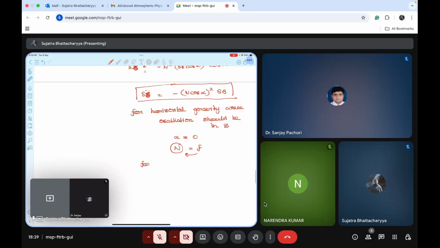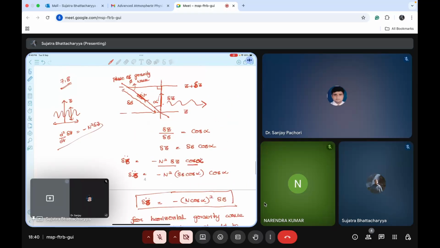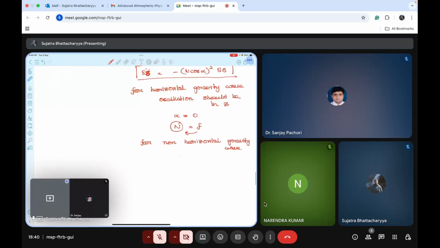But for a non-horizontal gravity wave, the oscillation would be in some S direction at some alpha, and then the frequency should be equal to N cos alpha. And cos alpha generally varies, particularly from 0 to 90 degrees, between 0 and 1. This should be the thing.